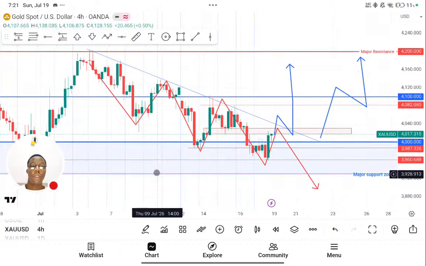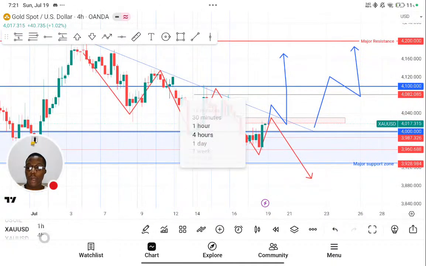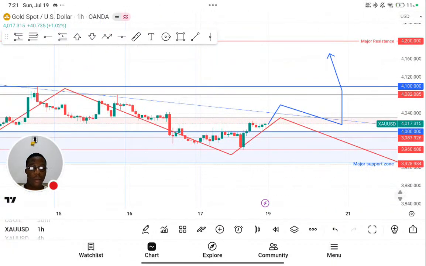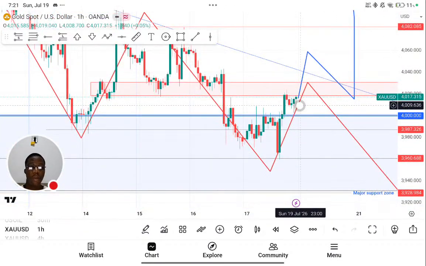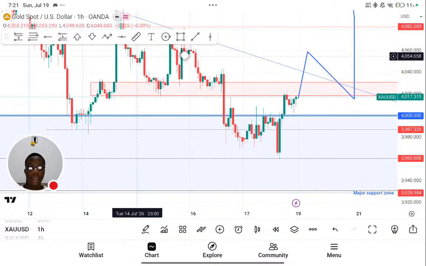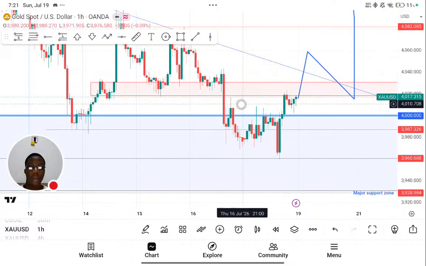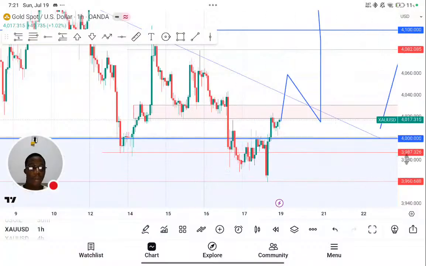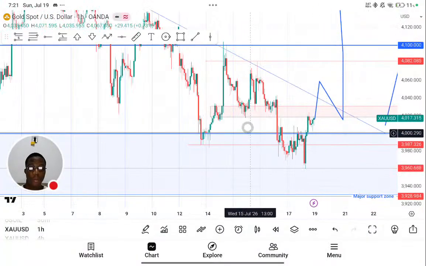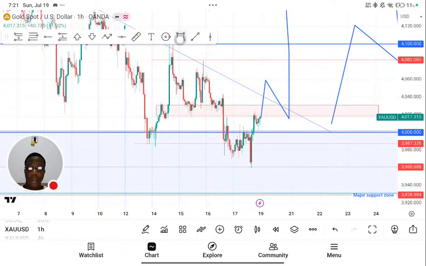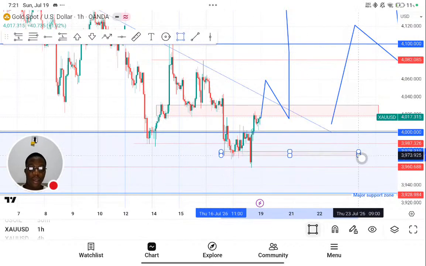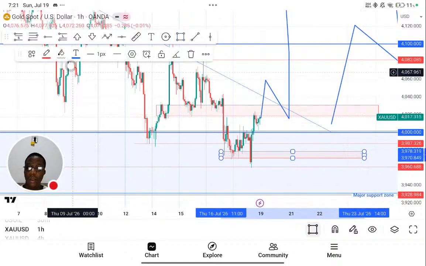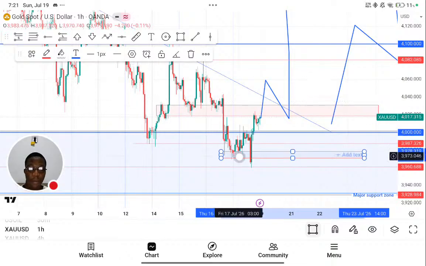I hope that makes sense. So let's look at from 1 hour. What was it showing? So let me remove all this. It's looking noisy. Yeah, but then this is another zone again. There's buy opportunity here again. So it depends on the time frame you're trading.